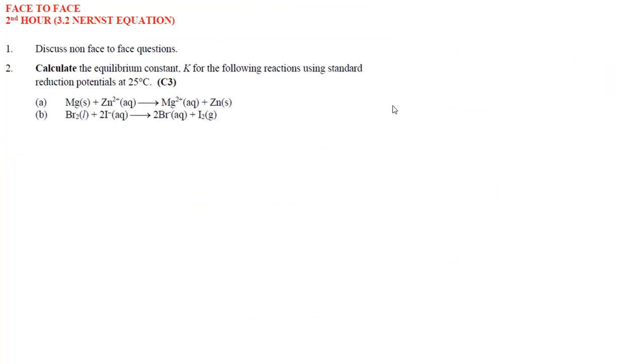Okay class, we will continue with the face-to-face question in the second hour. They ask us to calculate the equilibrium constant K for the following reaction using standard reduction potential at 25 degrees Celsius. First thing you must understand is that when a question asks us to calculate the equilibrium constant K, we have to use our Nernst equation.